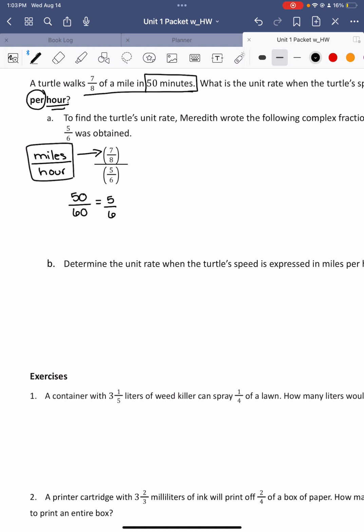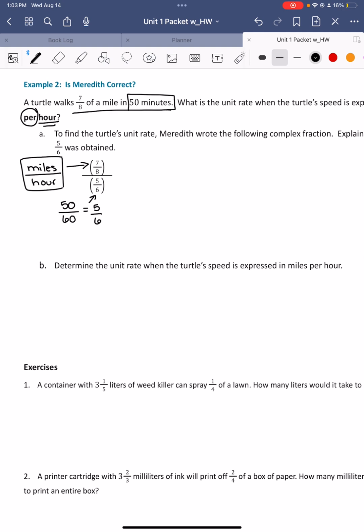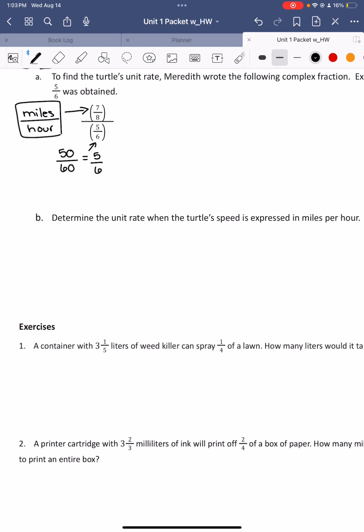When we reduce that, it becomes 5/6. So because those two values, minutes to hours, are different, we have to make sure our label matches what we're plugging into our value. Now it says determine the unit rate when the turtle's speed is expressed in miles per hour. Well, we already have our label, and she actually set up our fraction for us. We have 7/8 of our mile divided by 5/6. So that's our 50 minutes to an hour.